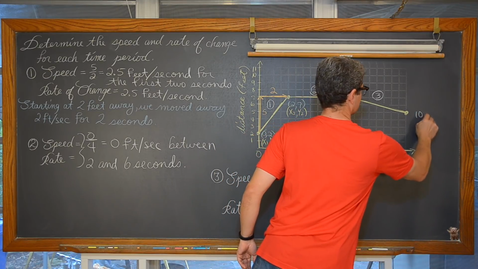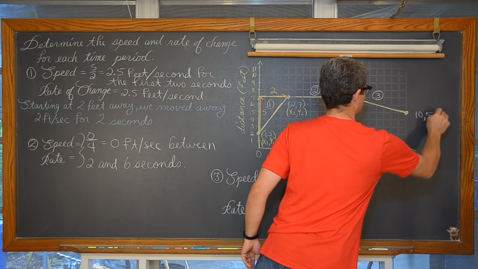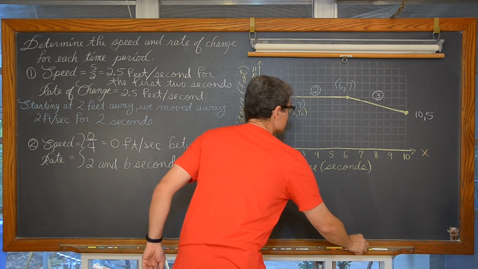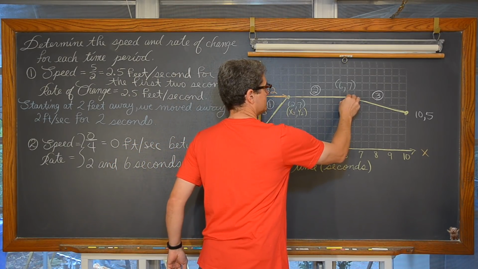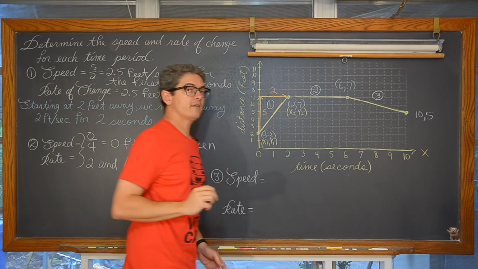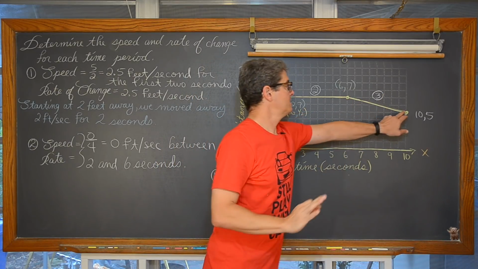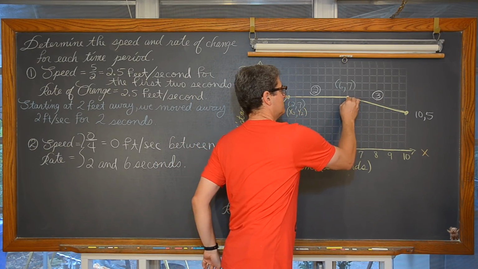It's 10, comma 5. But let's see, get our orange chalk out again. How far down and over do we have to move to get from this point here further to the right in our graph? Well, we have to go down.